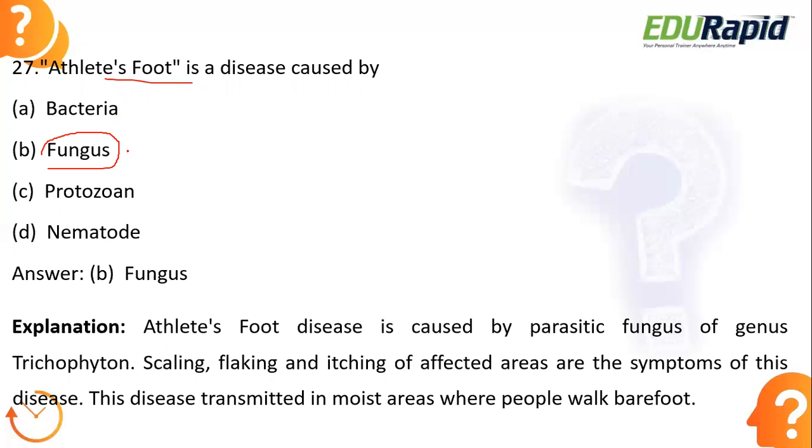This fungus is a parasitic one which belongs to a genus called Trichophyton. The fungus which belongs to this genus can cause a disease called athlete's foot. An individual suffering from athlete's foot will usually experience scaling, flaking, as well as itching in the affected area. These are the symptoms that can be observed.